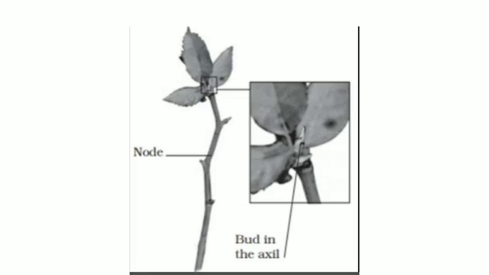Let's see activity 12.1, which explains stem cutting. Rose plant is given as an example for stem cutting. First, you cut a branch of a rose plant with a node. What is a node? Look at the picture. A node is a part of the stem or branch at which a leaf arises.